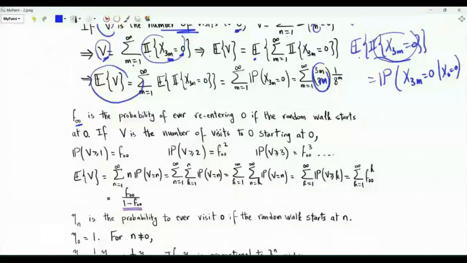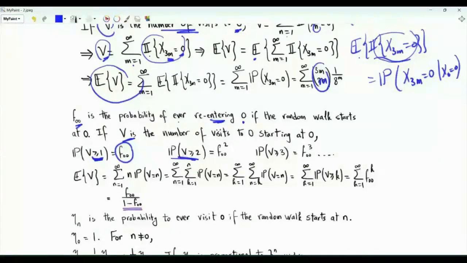Define f00 to be the probability of ever re-entering the origin if the random walk starts at the origin. What is the probability that v is greater than or equal to 1? The random walk makes 1 or more visits to the origin if it sooner or later goes back to 0. This happens with probability f00 by definition.